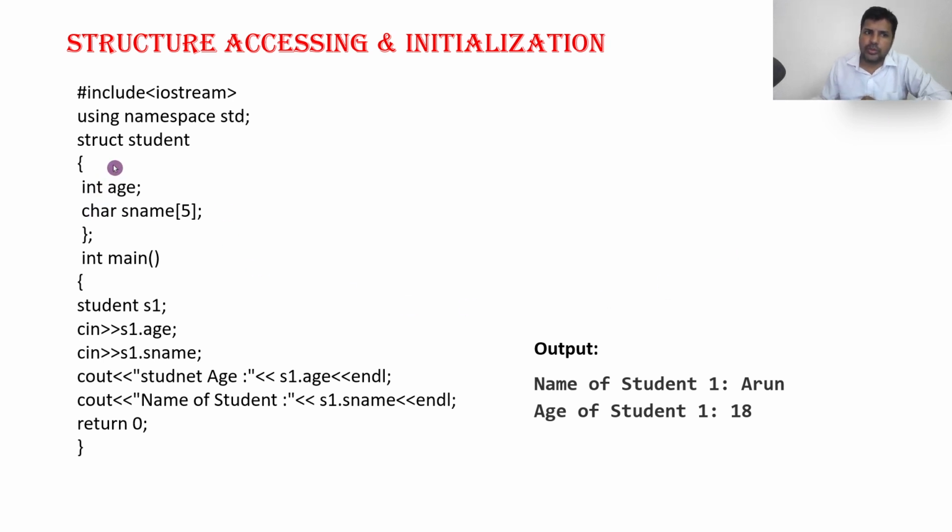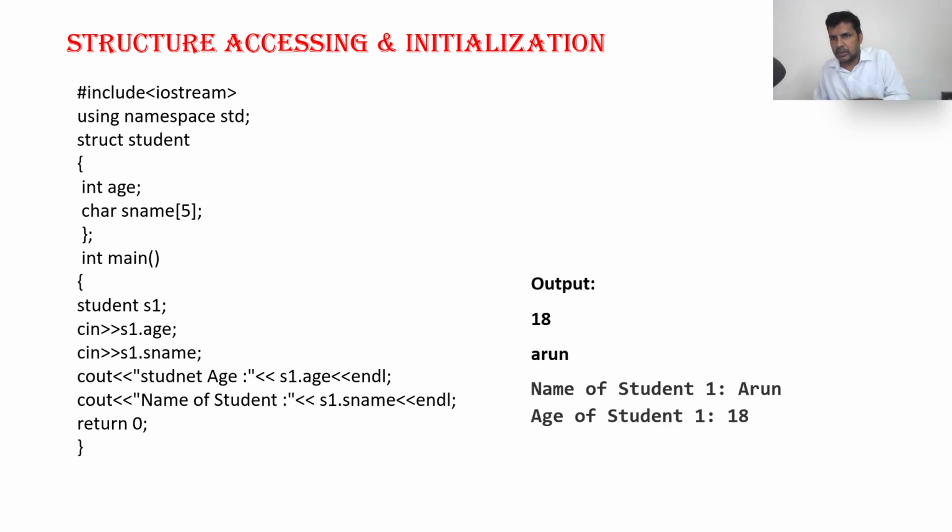Right, so you can see here, this is the program and this is the output we got. When I enter s1 dot age, here I have to give s1 dot age. Right, so this is the output and this is the program. When you run the program, your cursor will wait. For example, if you enter 18, it will be saved in the age, which is in the student. And when you type Arun, automatically it will be saved in the s name, which is within the student, right? And to print it, again, s1 dot age, s1 dot s name. So this is how you can print, right?